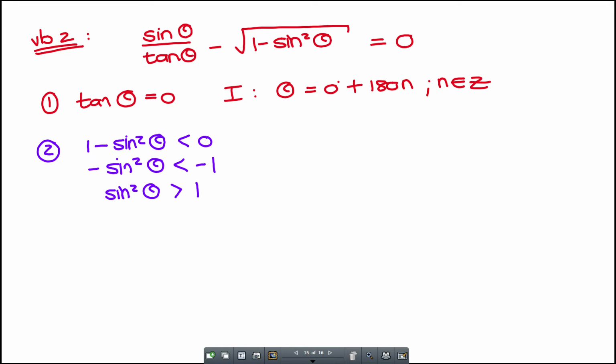Okay. Nou, lees gou mooi wat staan daar. Sin kwadraat theta is greater than 1. Dink aan jou sin grafiek. Tot waar gaan my sin grafiek nou weer hierso? Tot by 1. En tot by minus 1. So kan hy hier groter as 1 wees?